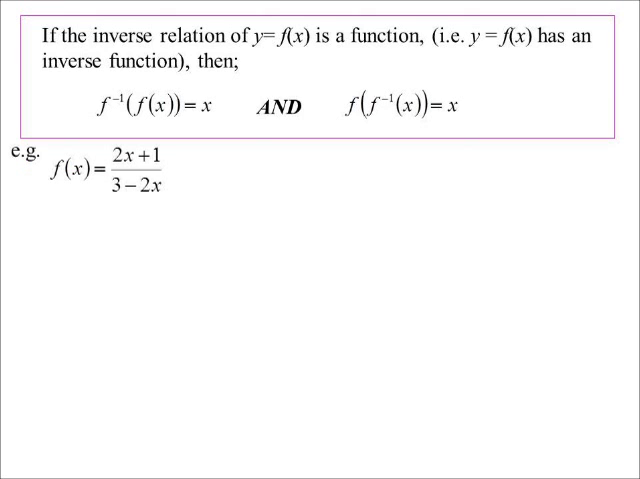So for a bit of fun, let's have a look at this one. (2x + 1)/(3 - 2x). Let's find its inverse. This is a function, by the way, because remember I could do a polynomial division. Turns out to be a basic hyperbola. It's been shifted.